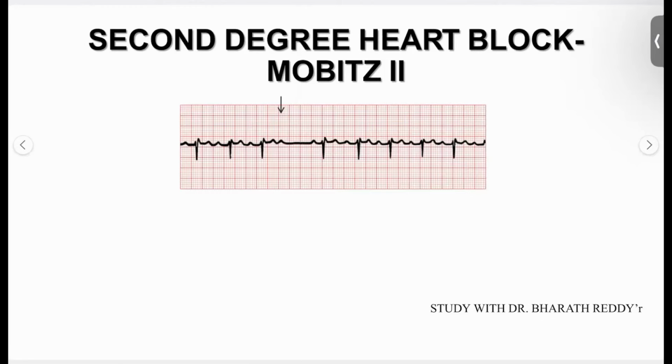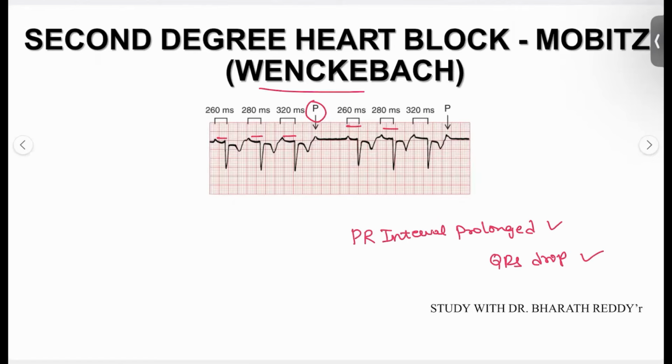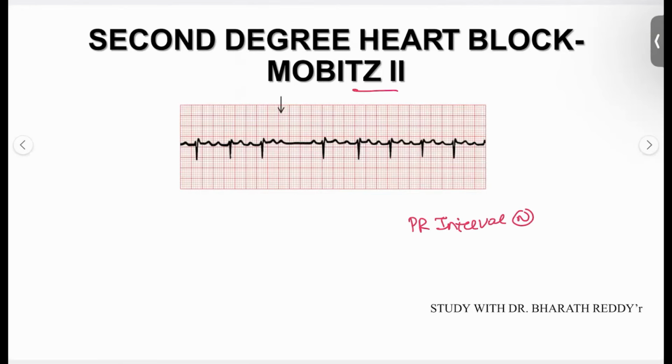And next, moving on to Mobitz type 2 of the second degree heart block. What happens here? Your PR interval is normal. What we discussed previously: in the first degree heart block, the PR interval is prolonged. In second degree Mobitz type 1, the PR interval is prolonged and there is a sudden drop of the QRS complex. But in second degree Mobitz type 2, the PR interval is normal and there is a sudden drop of the QRS complex. This is a very serious condition. This patient might need a pacemaker as treatment.